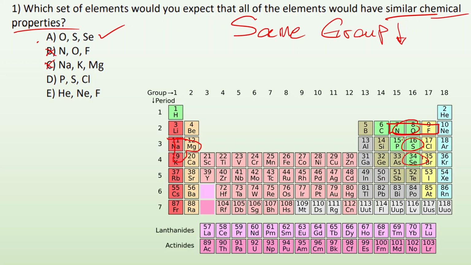Phosphorus, sulfur, and chlorine. Not quite. They're in the same period, not the same group. Then we got helium, neon, and fluorine, which is almost, but not quite. So best answer, definitely choice A.